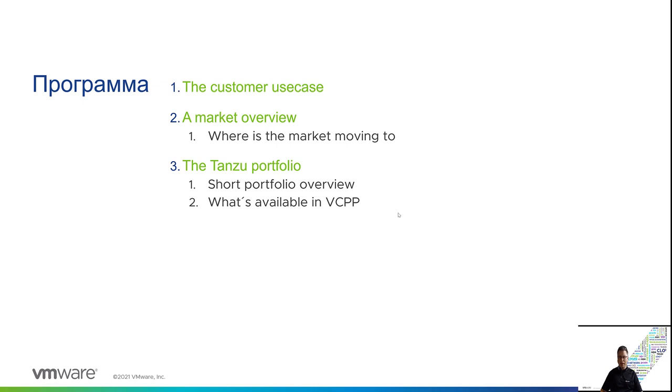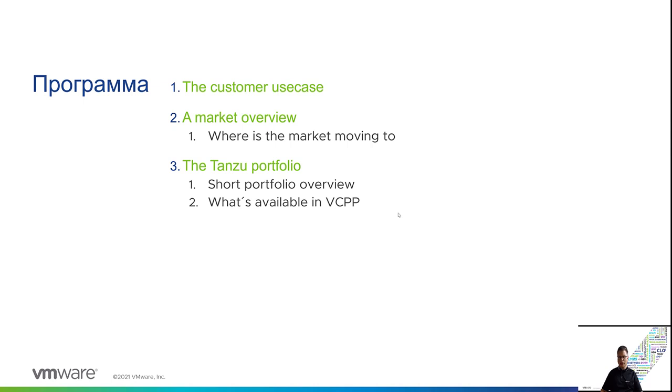What's happening at the market at the moment, what's happening at the customer, what do we see is happening, and afterwards I will continue with a short overview over the Tanzu portfolio. So what's in the Tanzu portfolio, which components are available within the Tanzu portfolio, and I will finish with a short overview what's available in VCPP as of now and what will be available in future.